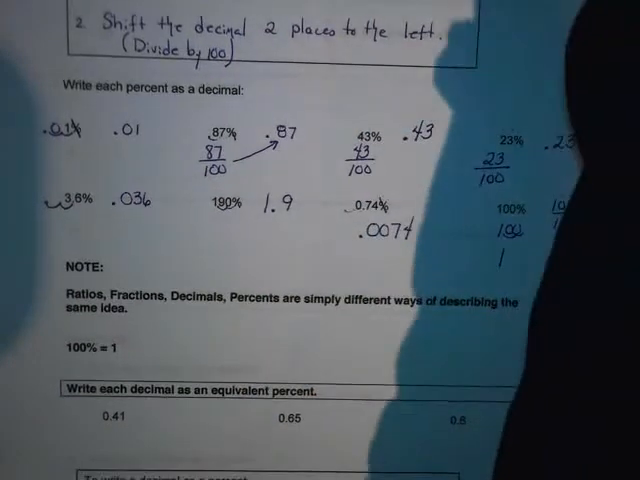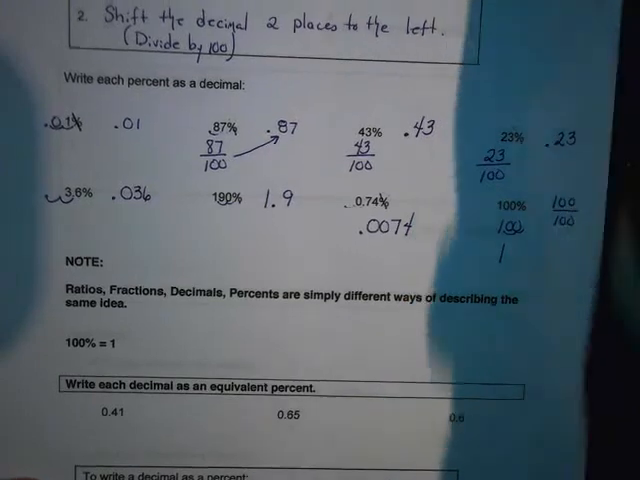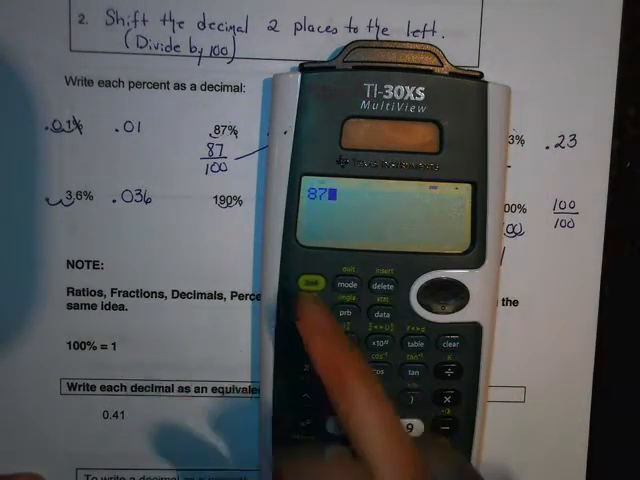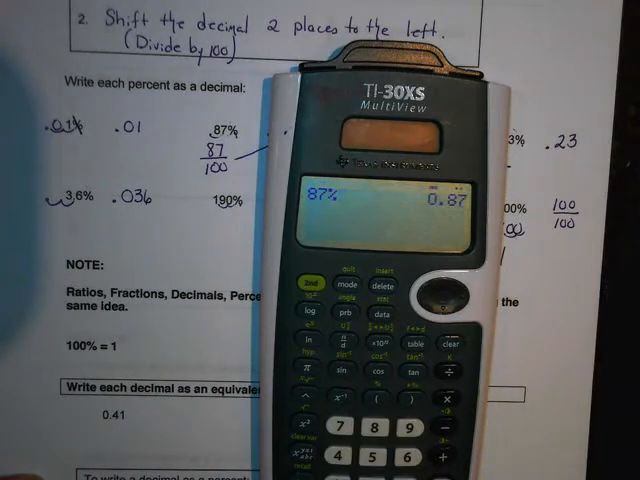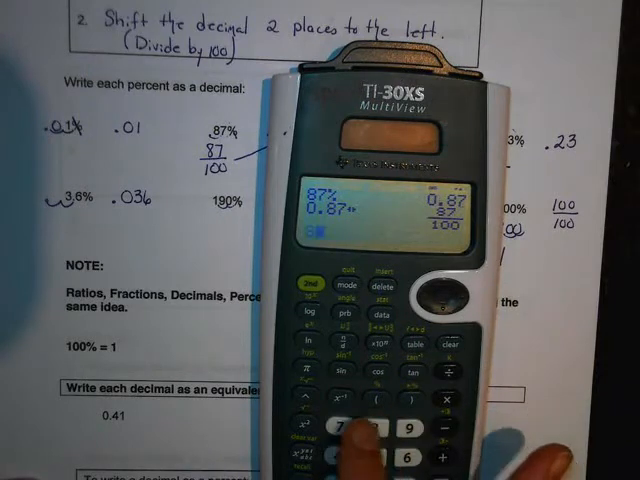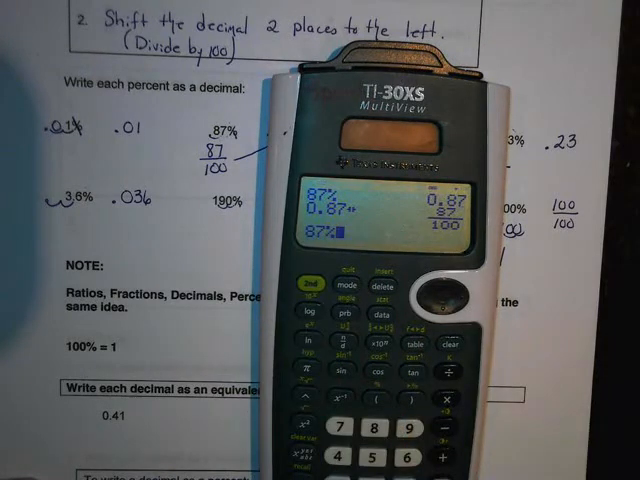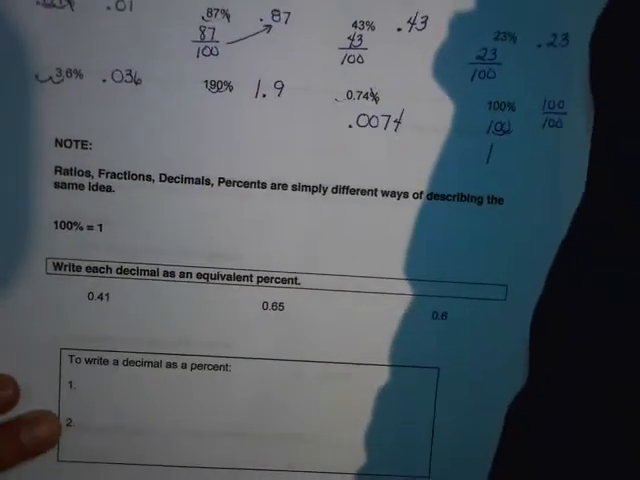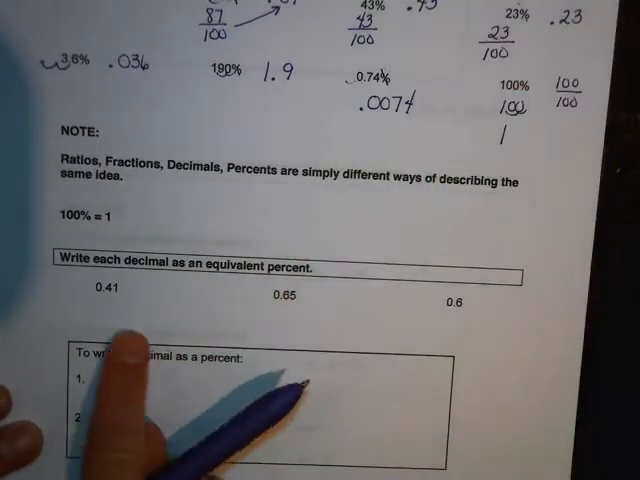All right. So those are pretty easy to do without your calculator. In fact, I think it's faster to do them without your calculator. But you always can think about putting 87% in there. There's your decimal. Change will give it to you as a fraction. The calculator's super great with this. You hit your percent, enter will give you a decimal, change will give it to you as a fraction. All right, so write each decimal as an equivalent percent.